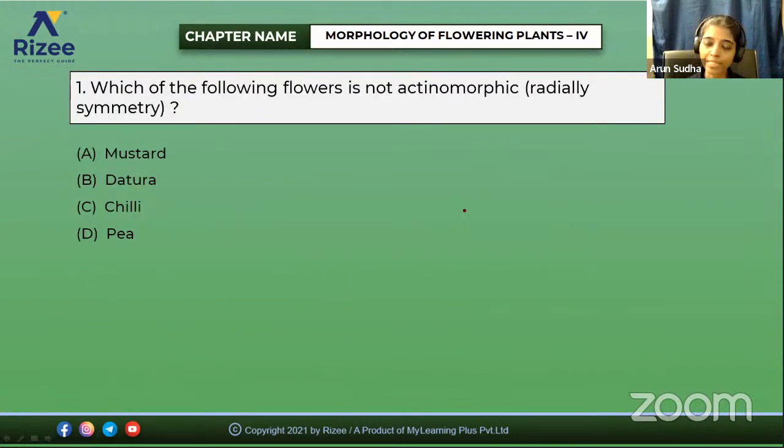So we'll see a few questions. Which of the following flowers is not actinomorphic? So you have to be clear, not actinomorphic, that is, it is not radially symmetrical. It is mustard, datura, chili, or pea. So which is the correct option in this? We have to be clear with the examples.